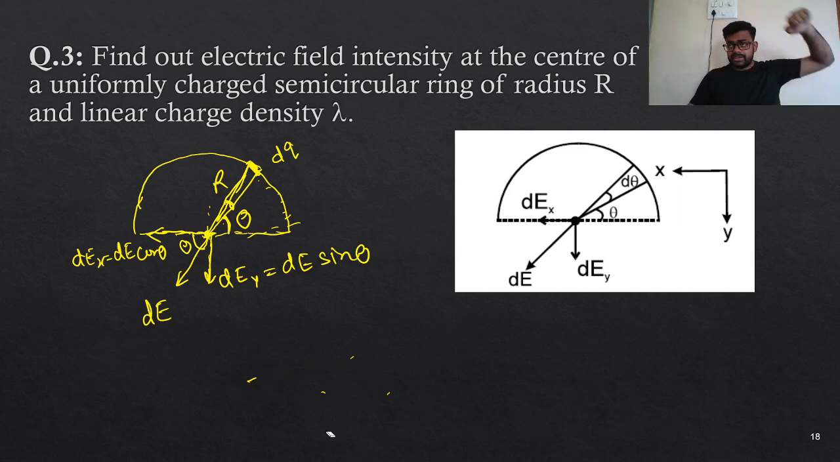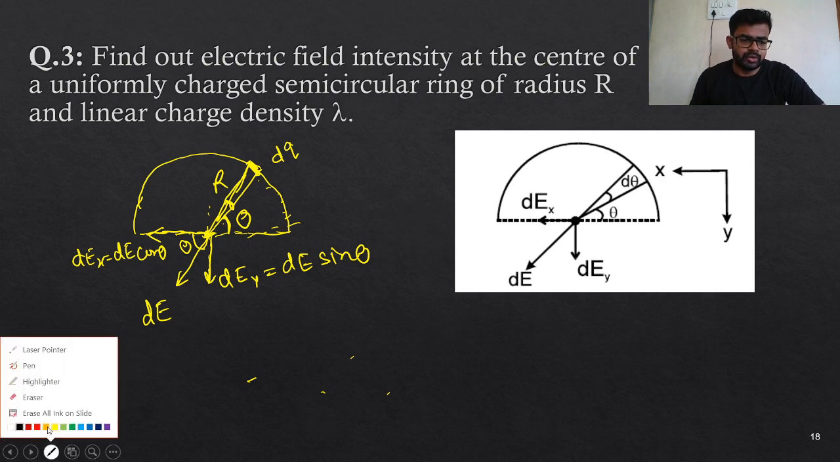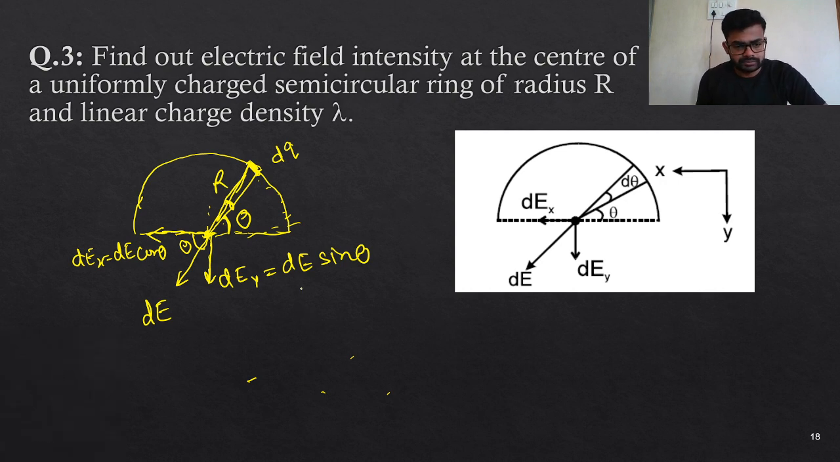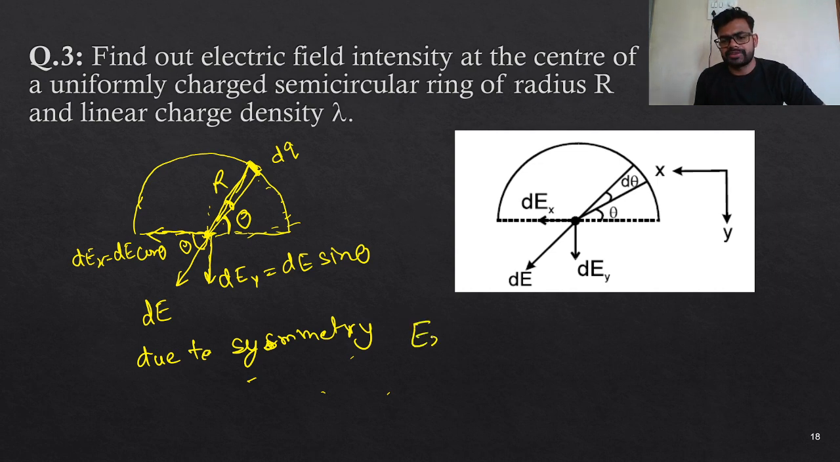Because the ring is like this, at this point the field intensity is like this, and because of this point the field intensity will be like this. If I take horizontal components, this direction and this direction, this x will be cancelled with this x, since they are in just opposite directions. So simply I will say due to symmetry, Ex will be 0. Why? All the dEx will cancel each other, right? So Ex will be equal to 0.